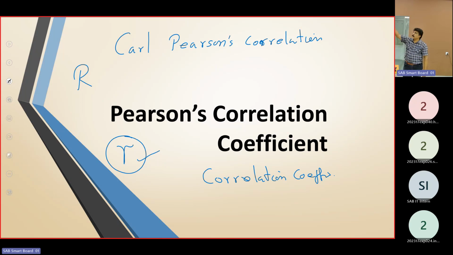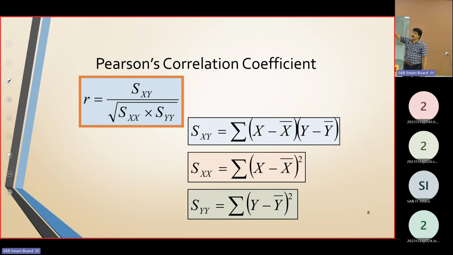There are two formulas for this. This is the original version of Pearson's correlation. r is defined as Sxy, with x and y as a subscript, over the square root of Sxx into Syy. None of these terms are known, so each term is defined separately. We have to calculate all three pieces and then plug them in here to get the value. So this is the original version of the Pearson's correlation.